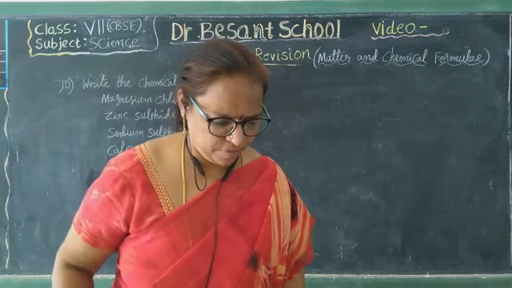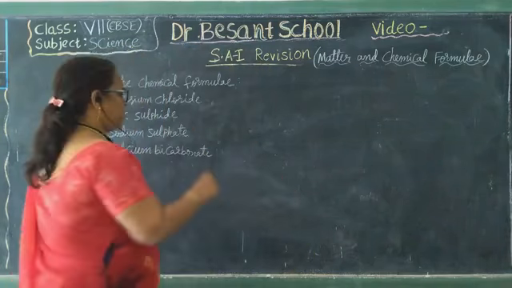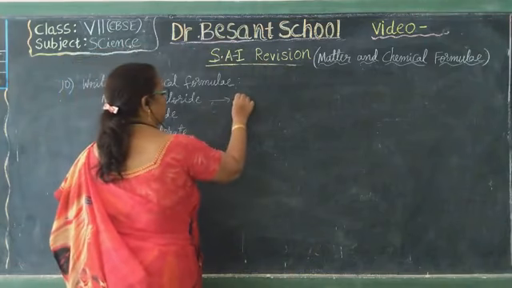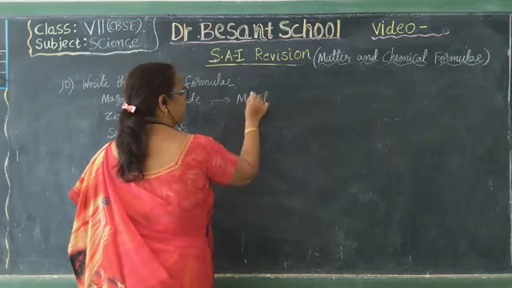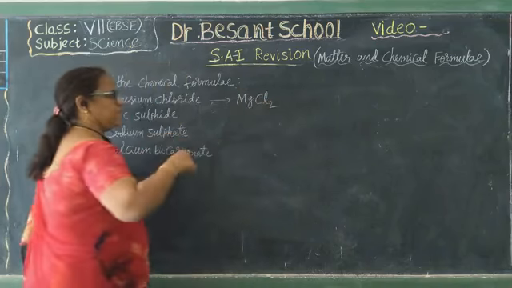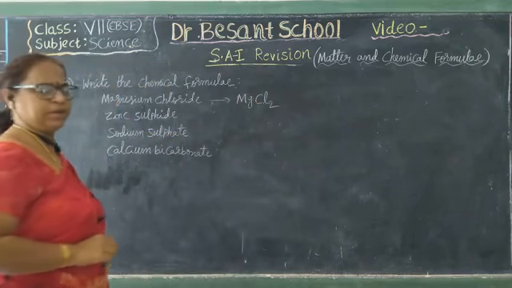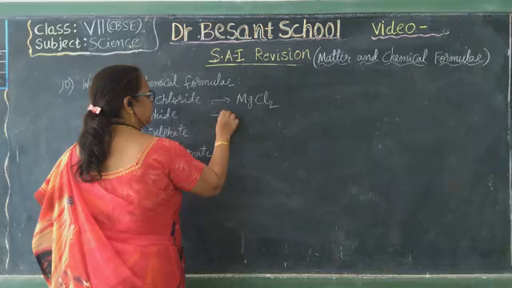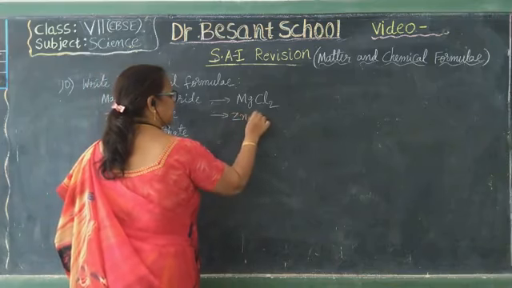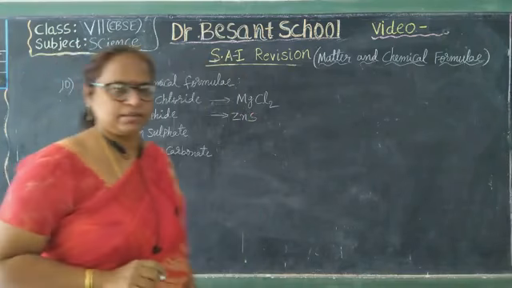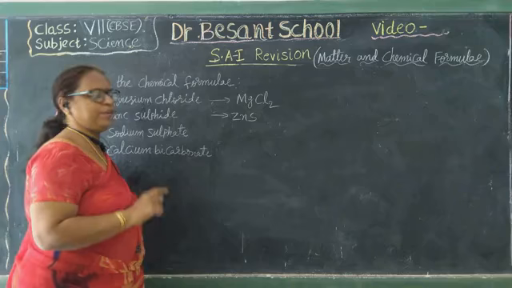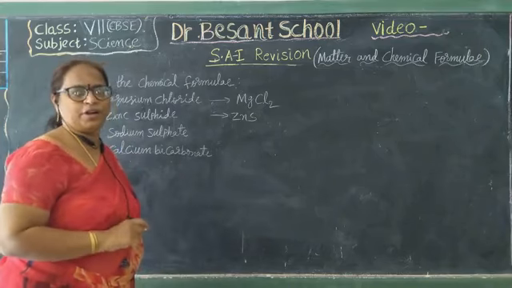So let us write the formula for each one. Magnesium chloride formula is already I made you to read. Magnesium is Mg, chlorine is Cl, magnesium valency is 2. Crisscross method, it will become MgCl2. And zinc sulfide, zinc, Zn, sulfur is S. So ZnS. Sulfur is S, as a single atom it is called sulfide, the ion it forms.